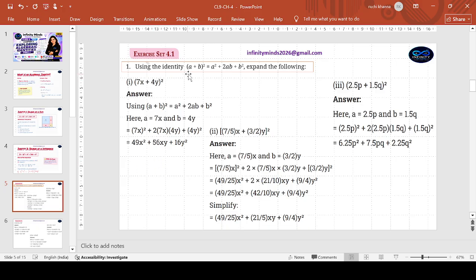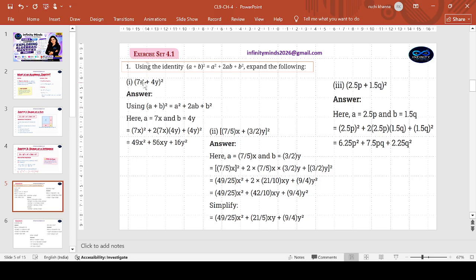Using the identity, so it is being told in the question. Don't expect it will always be told. Maybe it says solve using any one of the identities and you are expected to know the identity. (a plus b) whole square is a square plus b square plus 2ab. You need to learn and practice writing your identities. I shall be sharing the chart of identities with you at the end of the chapter, once we also learn the new identities that we are supposed to learn in class 9. Okay.